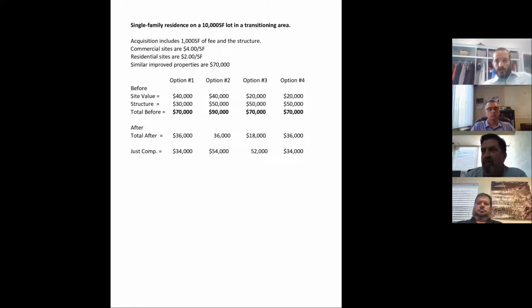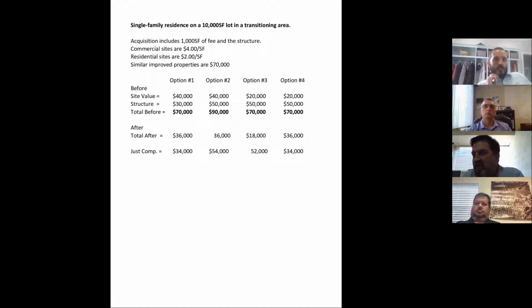I can't see that slide now, but option 3 was the residential all the way through, I believe, the residential before and after, and that got 30% of our votes. There it is. The problem with that is it completely disregards the commercial nature of the property, right? I mean, we've said that it's transitioning, and that scenario kind of ignores that.